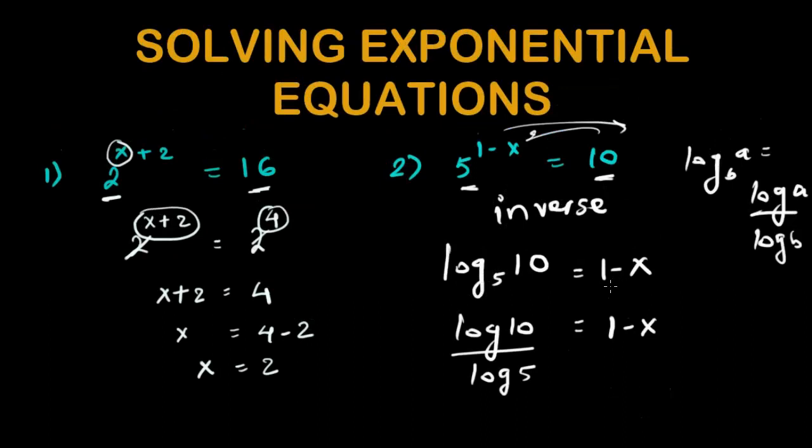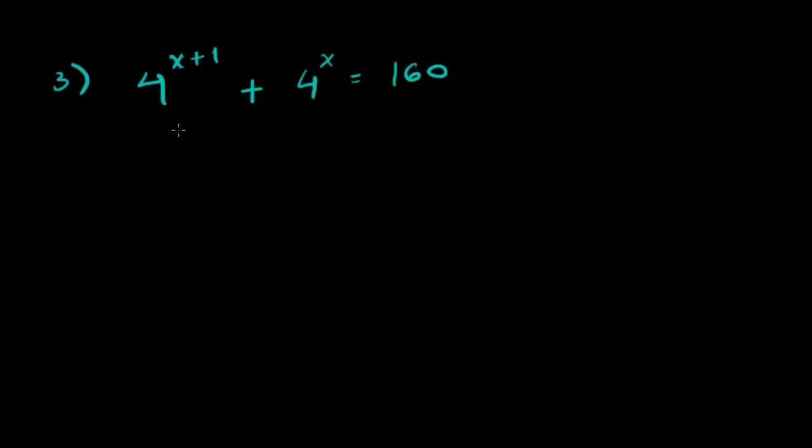Inversing will give us logs, and inversing is only required if the bases cannot be made common. Let's take up one last example for the sake of practice. 4 to the power of x plus 1 plus 4 to the power of x is equal to 160. Now in this case, if we try changing 160 to base 4, it is basically nothing but equal to 4 times 4 times 10. Now 4 can be written as 4 to the power of 2, but 10 cannot be changed to base 4. Therefore, 160 cannot be changed to base 4. We cannot make the bases common.